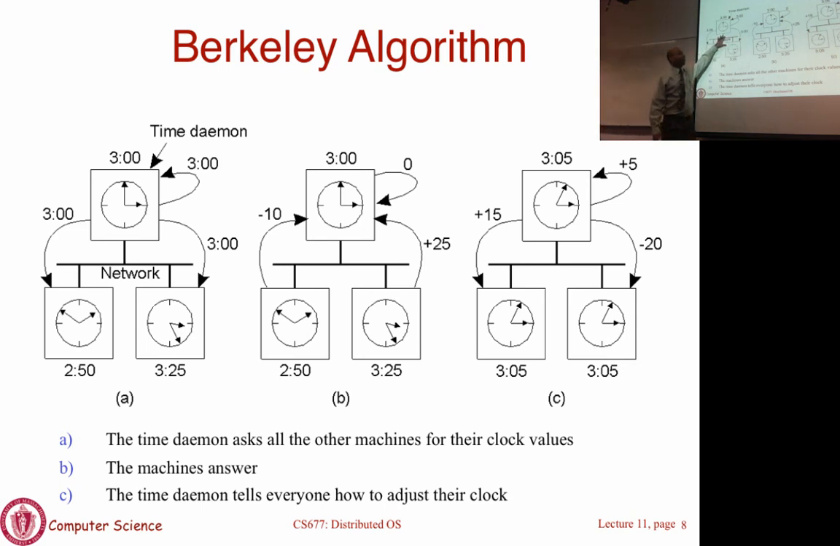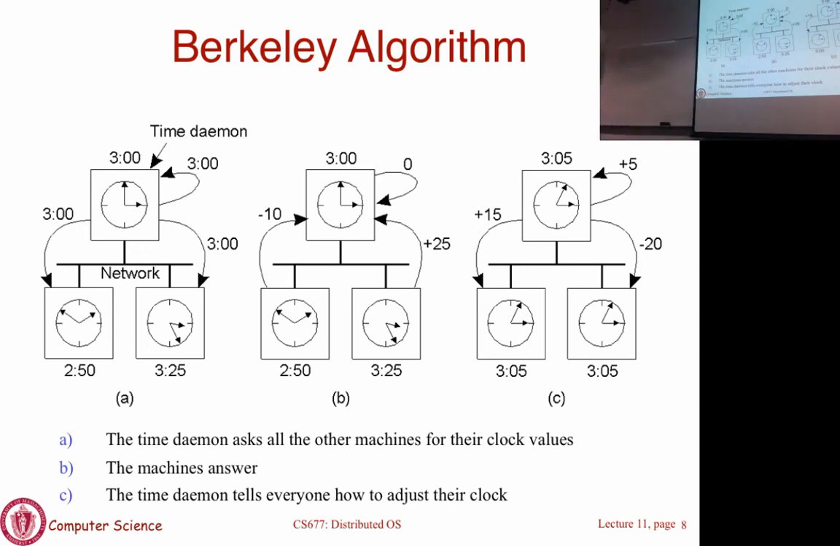So your algorithm runs by the time server itself starting the algorithm and saying it's 3 o'clock. Tell me what time you think it is. So it's sending this packet saying it's 3 o'clock to all of these. So now each machine is going to send their local values. In this case, we are simply sending the delta. This machine says it's 250, which says it thinks it's minus 10 from your clock. This says it's 325, which says it's plus 25.